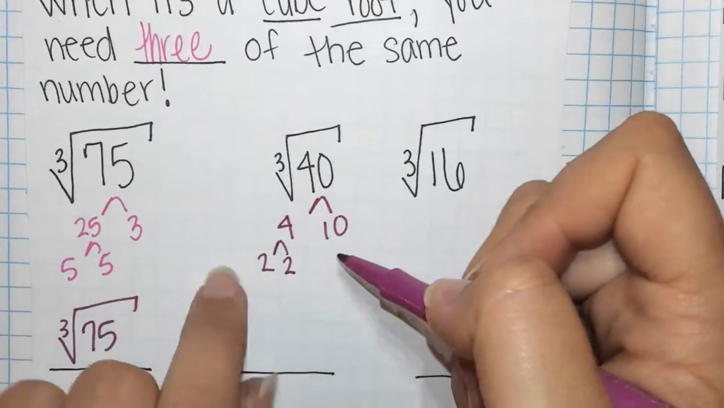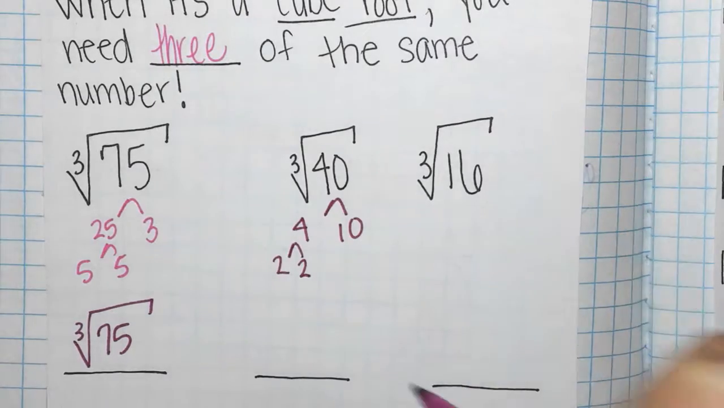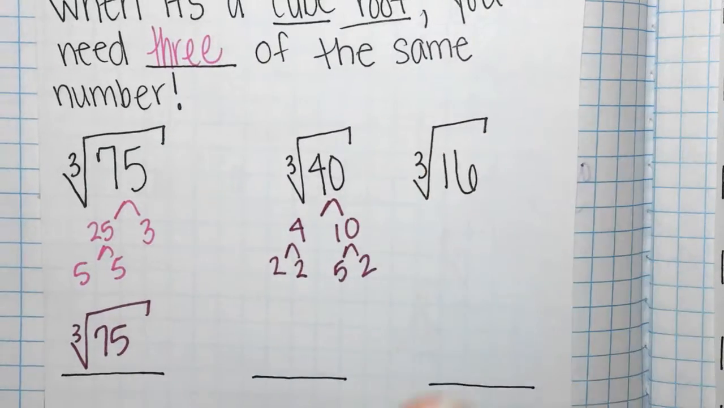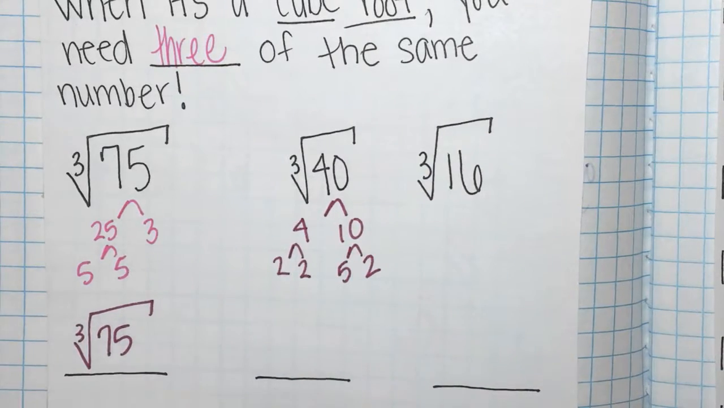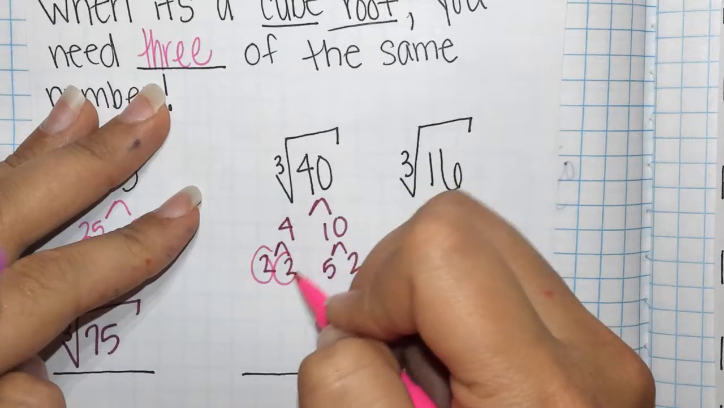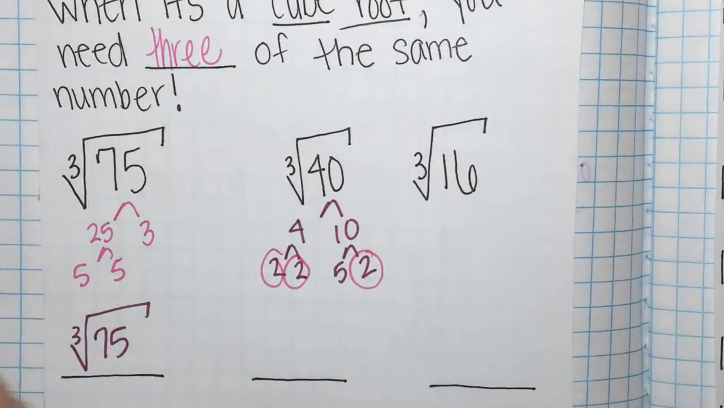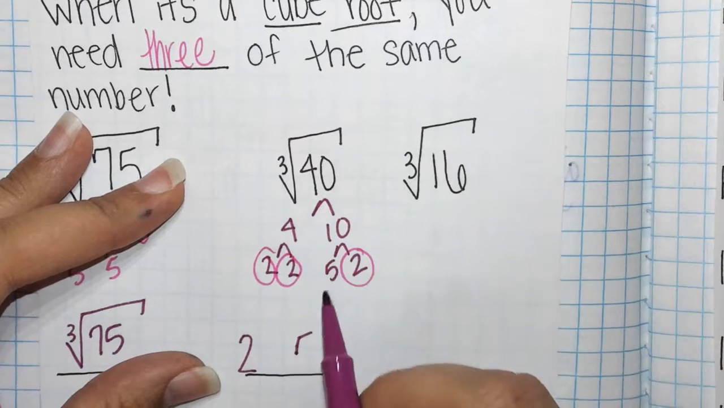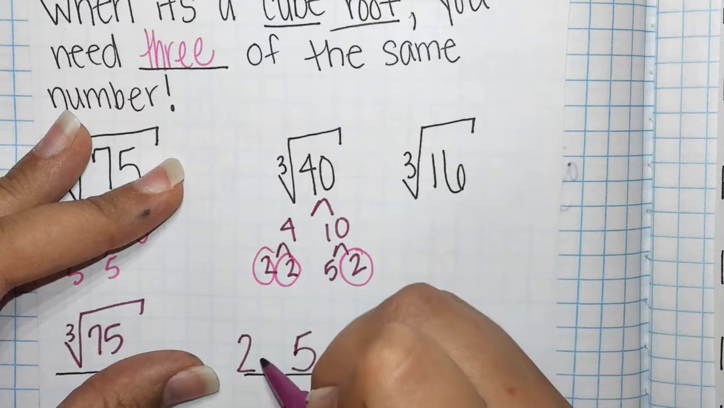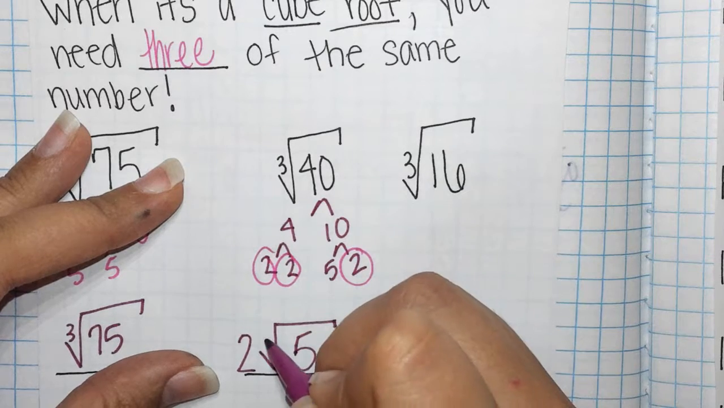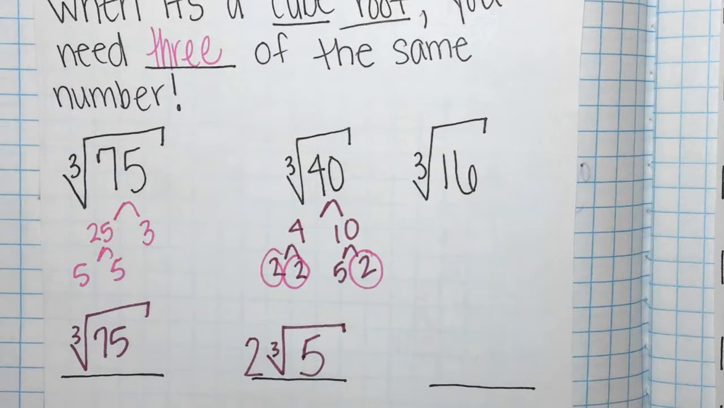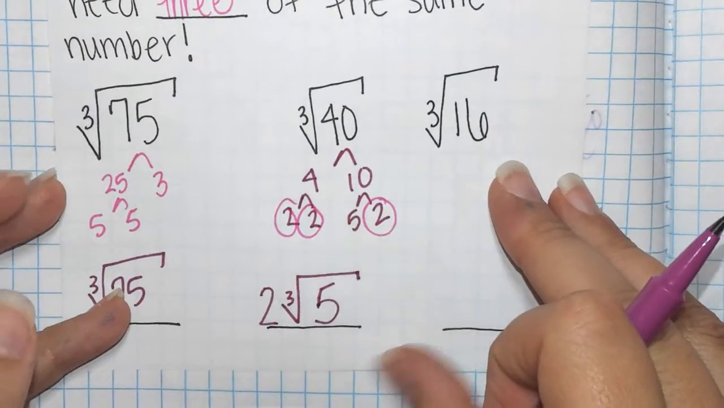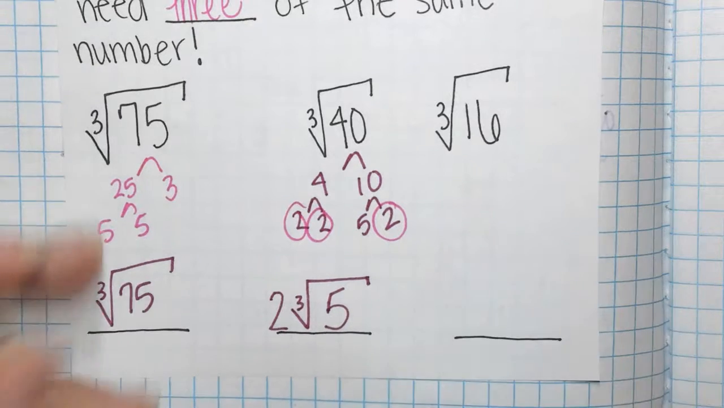All right, now, do we have 3 of the same number yet? But can we break 10 down into what? 5 and 2. Now, do we have 3 of the same number? 1, 2, 3. So what goes outside to play? 2. What stays inside to read Harry Potter? What number's left over? 5 is left over. Now, the 3 stays in the index. This says 2 cubed root 5 is our answer.